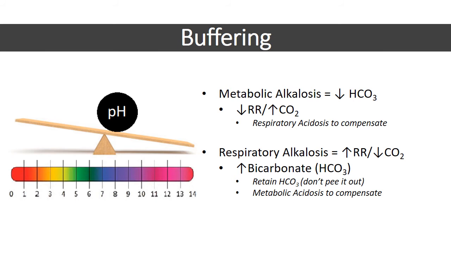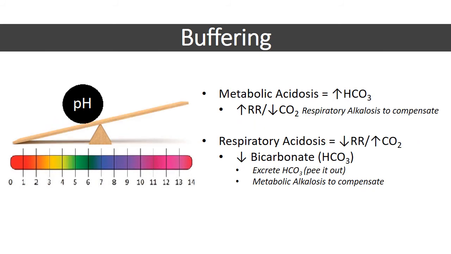Now, in the event that it is respiratory alkalosis, which is caused by an increased respiratory rate and a decrease in CO2, the opposite is going to happen. The body's going to compensate by trying to create metabolic acidosis by retaining that bicarbonate. So the kidneys aren't going to filter it out and let the body pee it out. It's going to keep it in the circulating system. It's not going to filter it out, just let it stay in the blood and flow on through to try to balance out that pH.